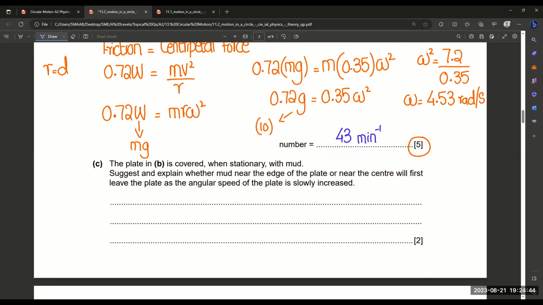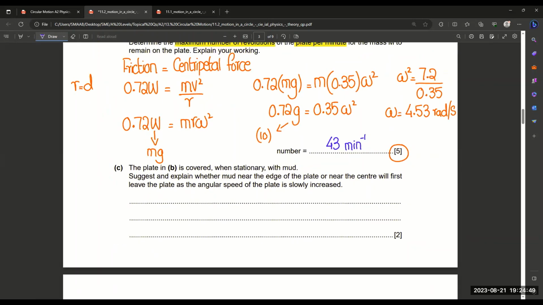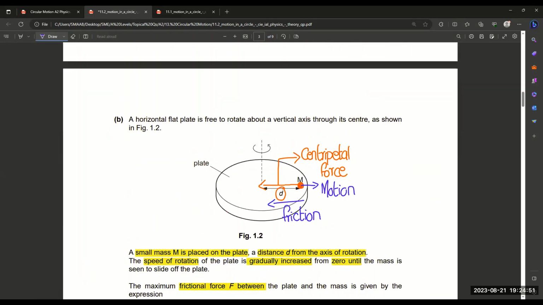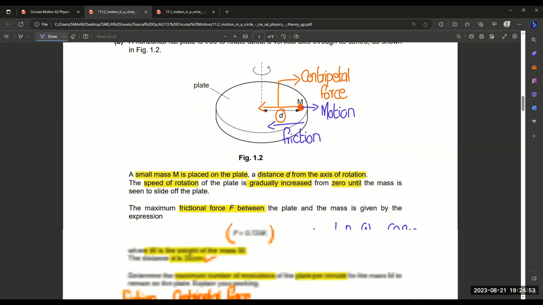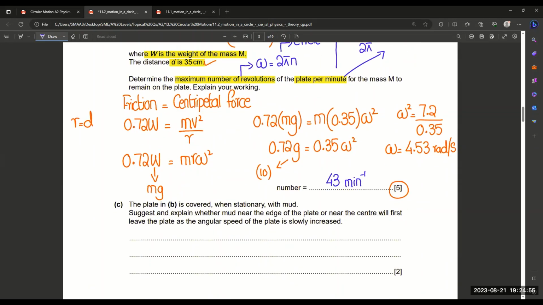And next they are asking, the plate in part B is covered, the same situation again, with mud. Suggest and explain whether mud near the edge of the plate or near the center will first leave the plate as the angular speed of the plate is slowly increased. So now we place mud on the plate, right?